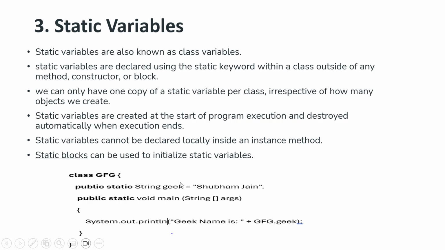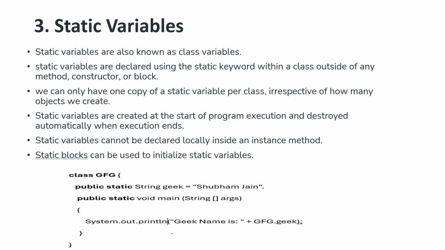If you are creating a thousand objects of GFG, it does not matter. It does not depend on object creation. It's the class level variable. Only one copy will be created, and it will be shared across all the objects. A static variable is created at program execution, when the class is loaded, and destroyed automatically when the execution ends.